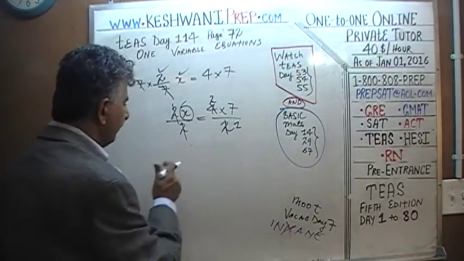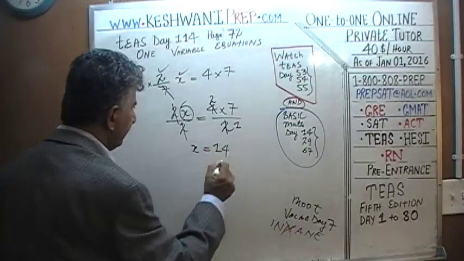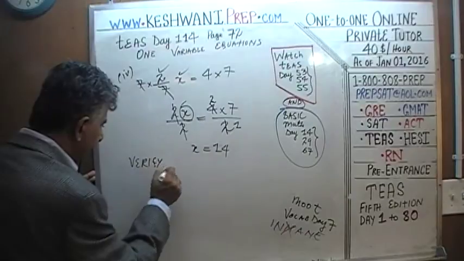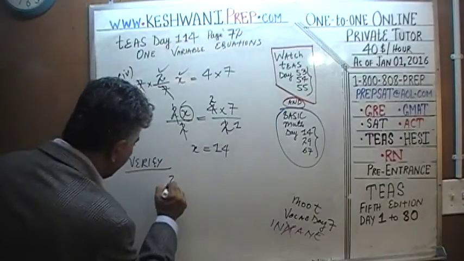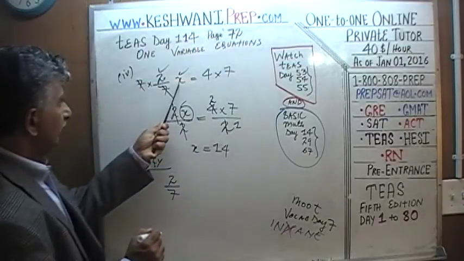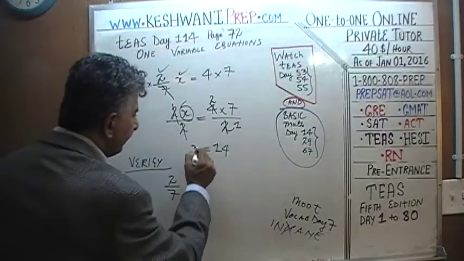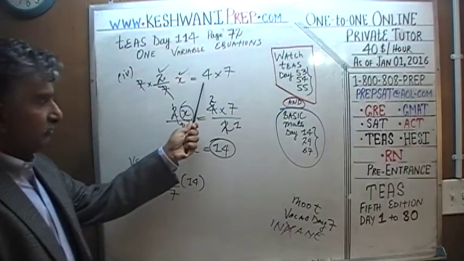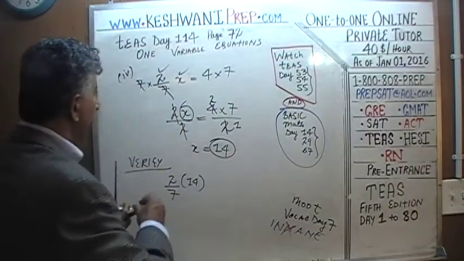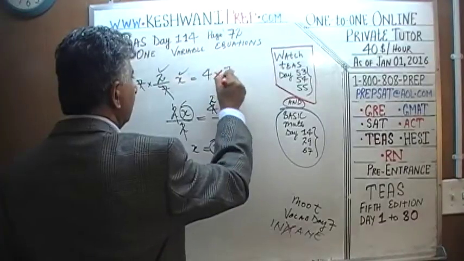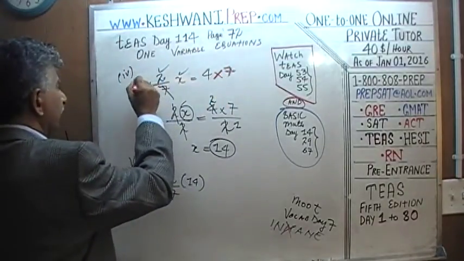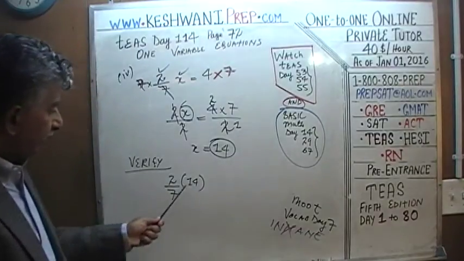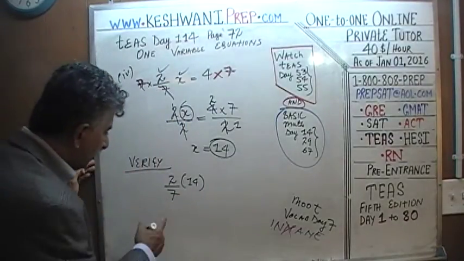We find that x equals 14. And we can very quickly verify it. The equation that was given to us was 2/7 x equals 4, we were told. And we are saying that x is 14. 2/7 x has to equal 4. That's what originally was given to us. This 7 was introduced by us. We multiply both sides by 7. So let's see what 2/7 x equals. It better equal 4. Well, we have 7 at the bottom.